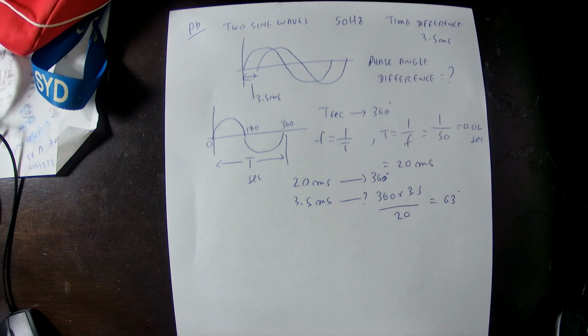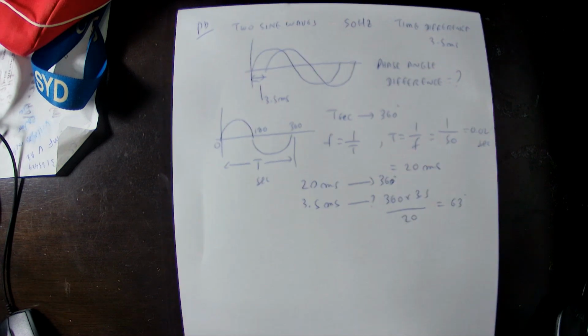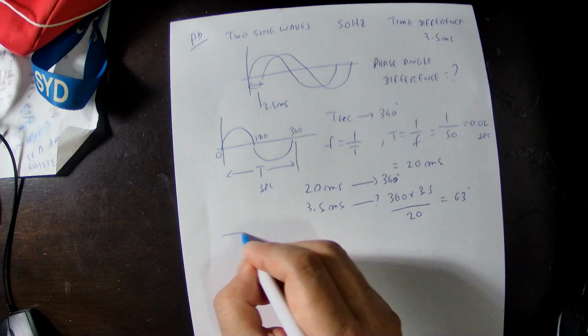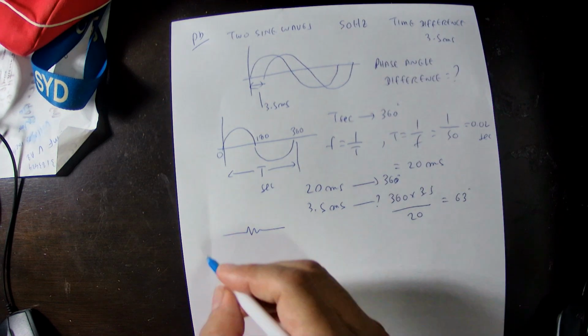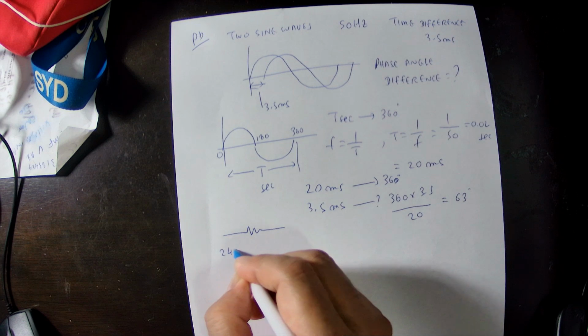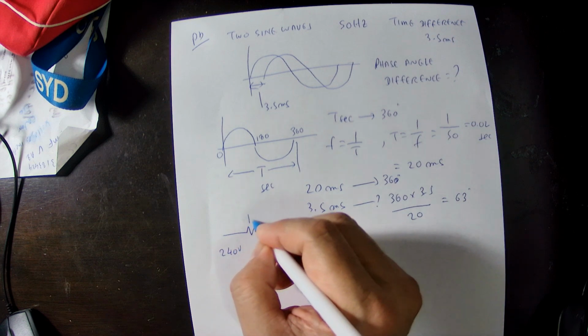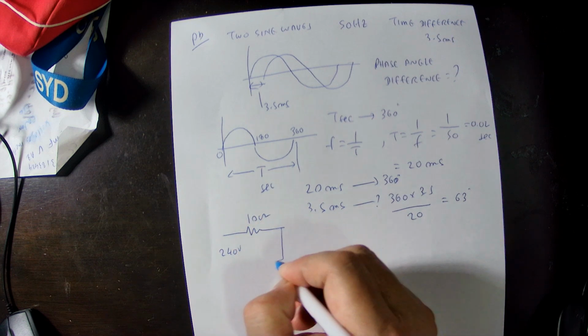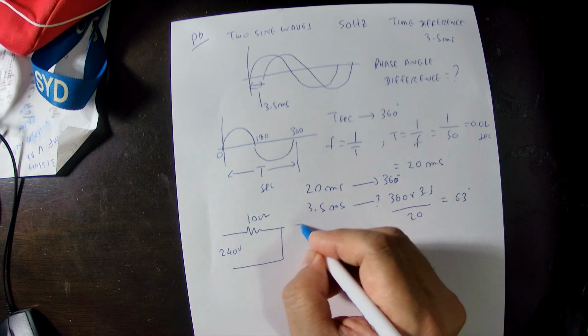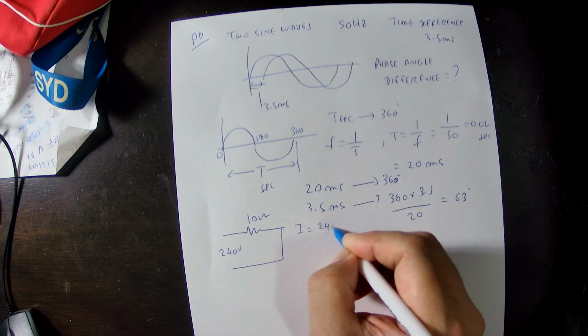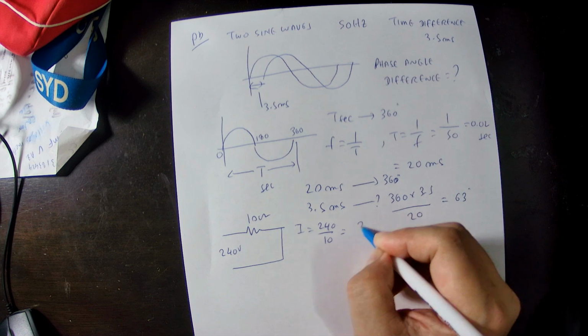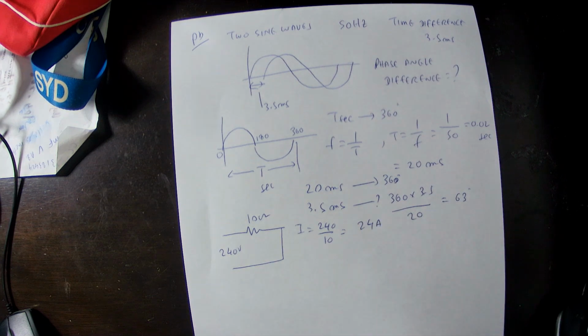Next, I will explain about the resistor, inductor, and the capacitor. This is a resistor. We connect the resistor to 240 volt. The resistor is 10 ohm. So how much current will be flowing? That will be I equal to 240 divided by 10. So you get 24 ampere.